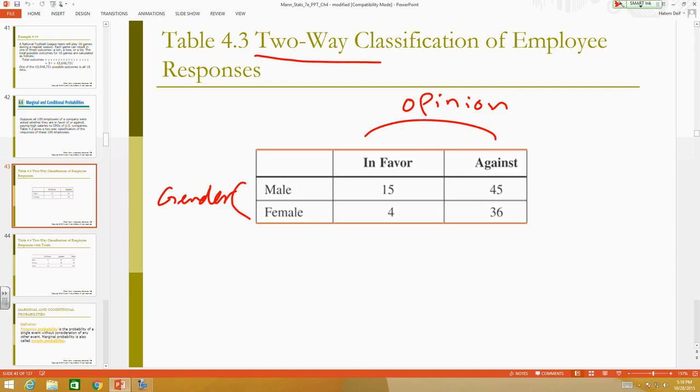Do you guys understand the table, what it means? Okay, now is the table clear, or any questions? Yeah. The sum of the frequency, of course, just add them all, 15 plus 45 plus 4 plus 36. You'll get all the number of people in the company.